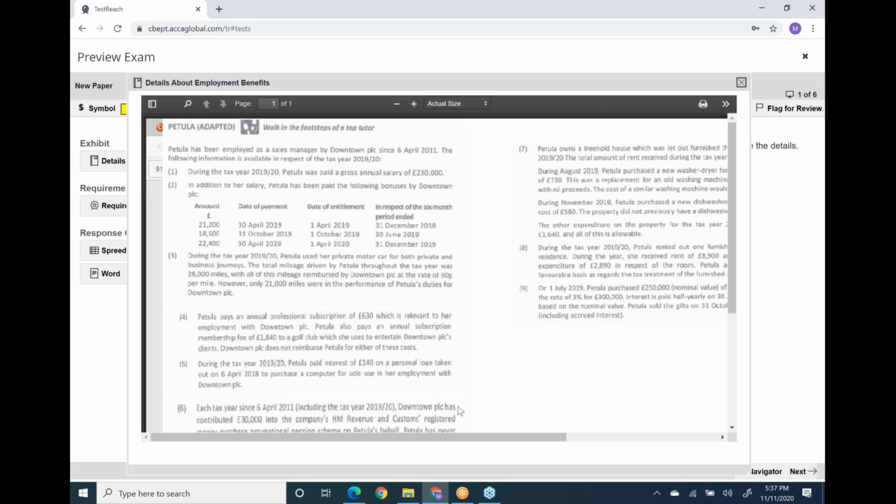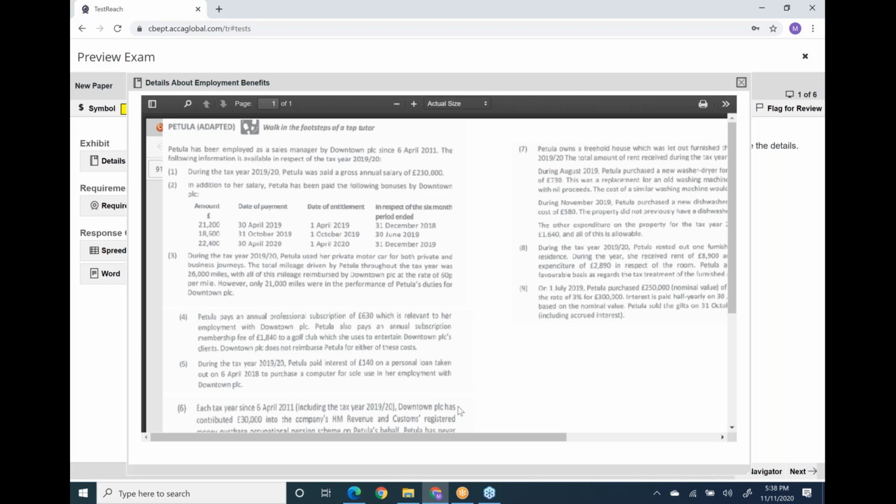Now, Petula pays an annual professional subscription of £630, which is relevant to her employment with Downtown PLC. Yes, this is fully allowed, like your ACCA subscription fees, CFA subscription fees, ICAEW subscription fees, because these subscription fees are connected to your job, because you normally get your job because of these qualifications. So yes, this is a totally allowed expense and I'm going to deduct it soon.